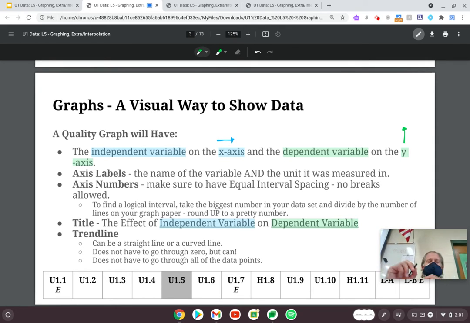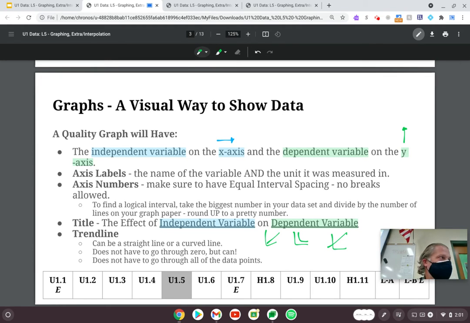And then some other things: you're going to draw a trend line after you plot your data. Your trend line can be straight or curved. So it can be like this, or it could be like this. It can be those two things. It can go through 0, but it doesn't have to. So sometimes your trend line might do that, right? That's totally allowable. But it doesn't have to go through all the data points. And as a matter of fact, it's not a connect the dots situation at all.